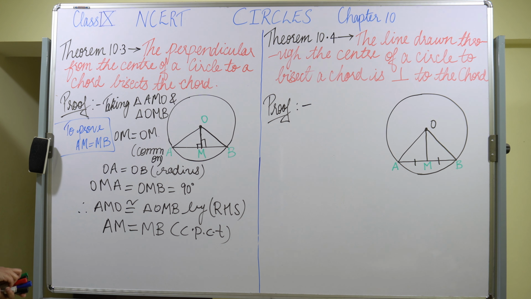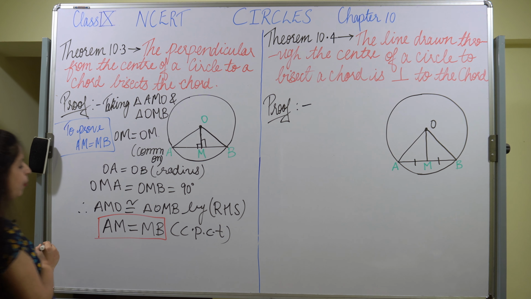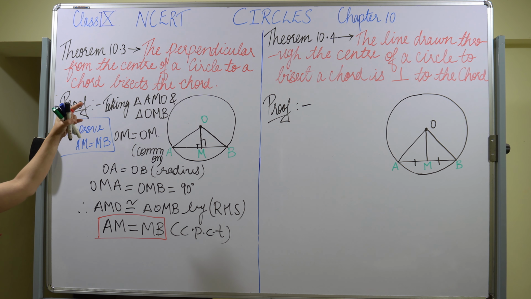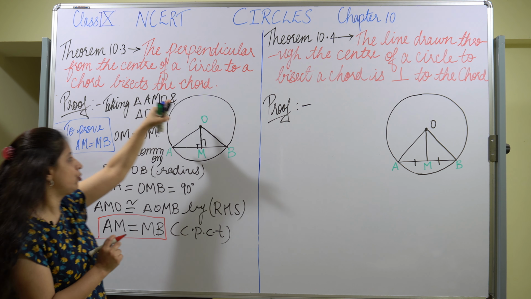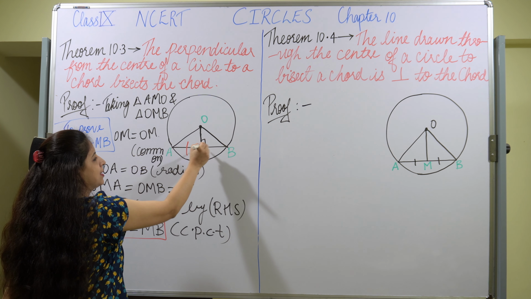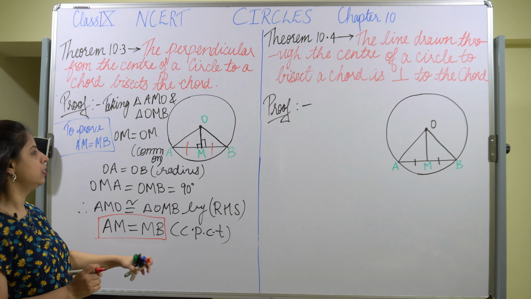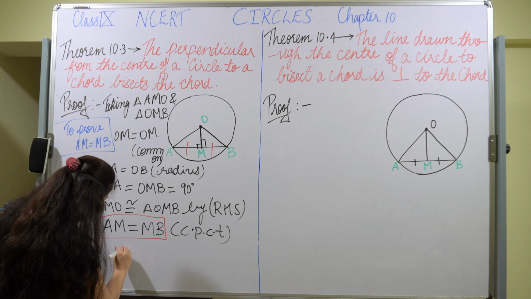So AM is equal to MB, and this proves my Theorem 10.3, because Theorem 10.3 says that the perpendicular drawn from the center of the circle to the chord bisects the chord. So it is bisecting the chord into two equal parts. So here the theorem is proved, hence proved.